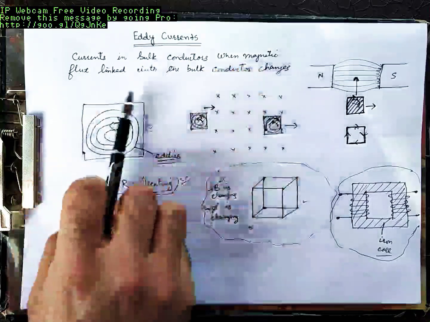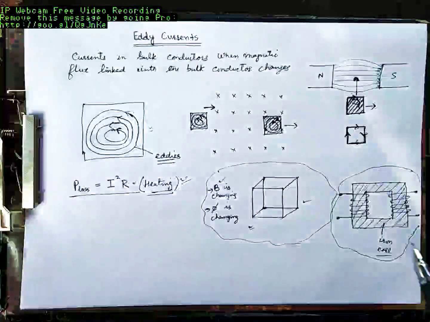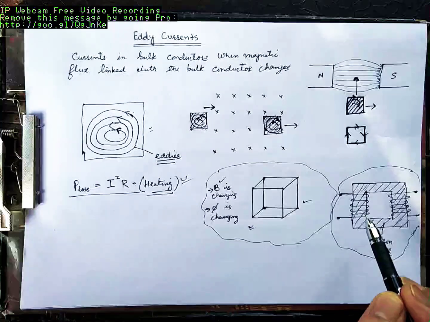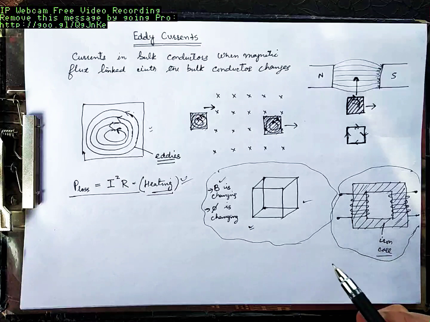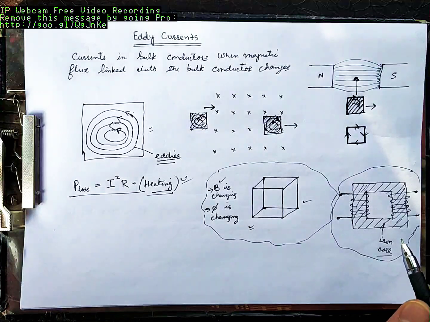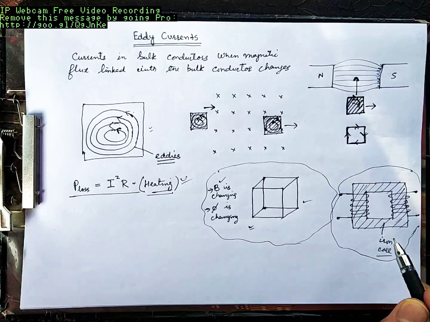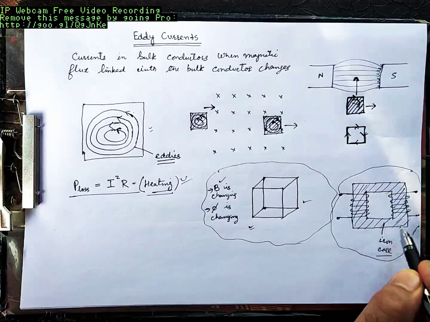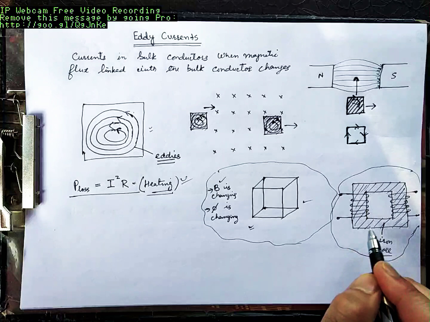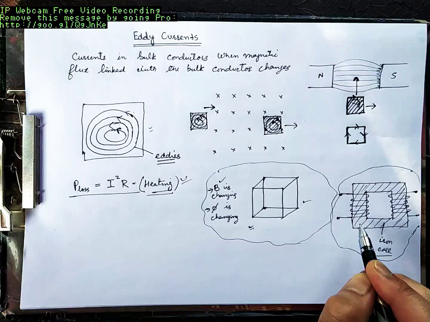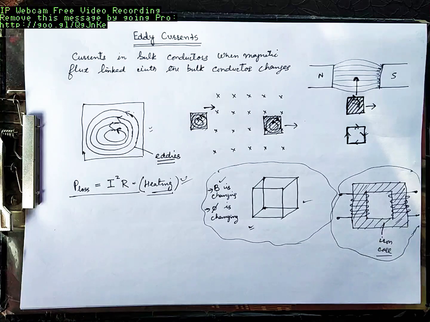One of the reasons being, since this transformer core is experiencing a changing magnetic flux, there are induced currents in this transformer core. Because of those induced currents in the core, there is heating. And heating means you are wasting energy.